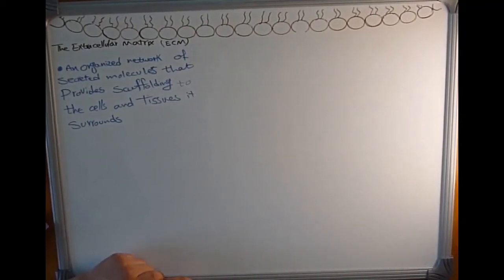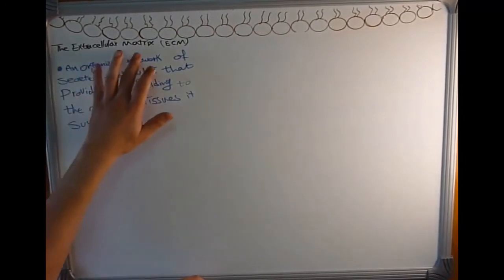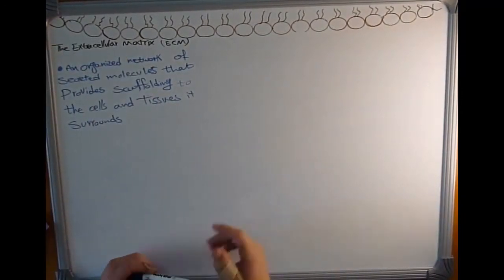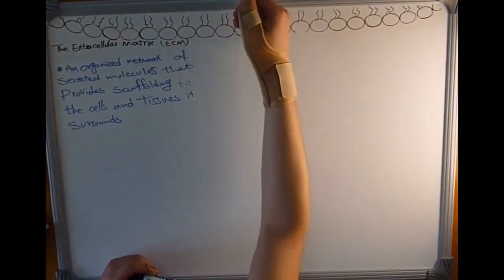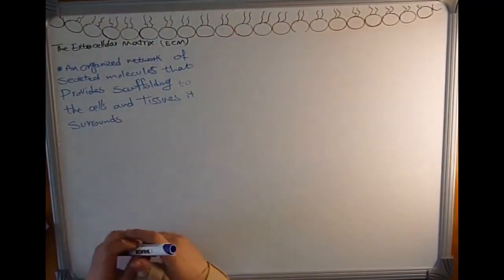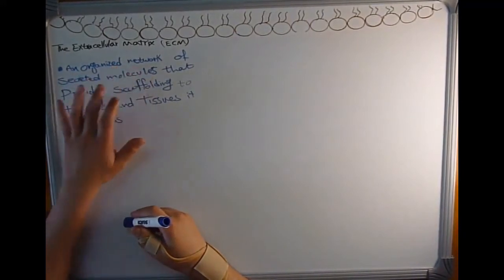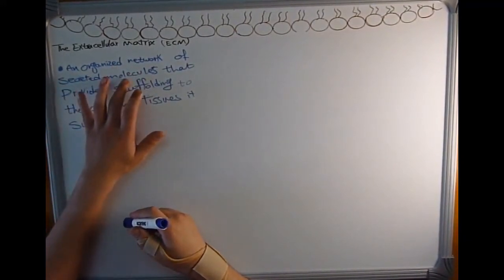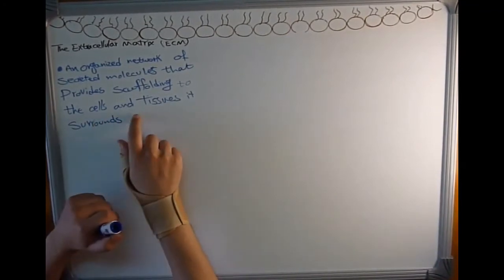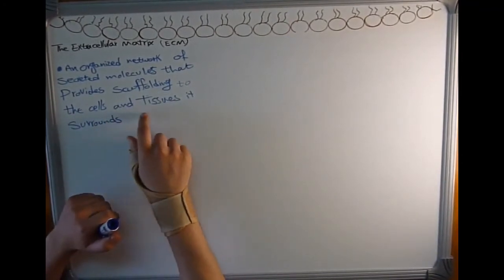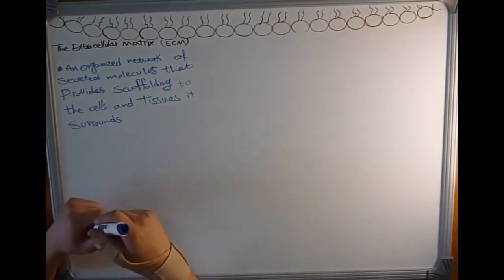Today we are going to talk about the extracellular matrix. If we begin at the plasma membrane and move outward, we can see an organized network of secreted molecules that provides a scaffolding to the cells and tissues it surrounds.